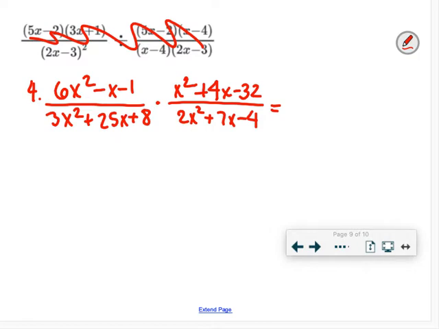You guys want me to give them to you as factors? Yeah. I feel like 6x squared minus x minus 1 doesn't work. Use your smart brains, because they have to multiply to negative 1.